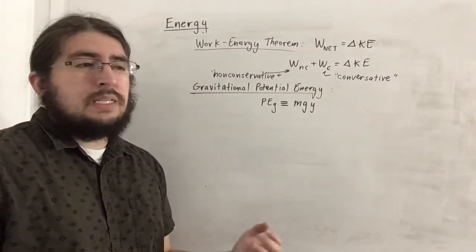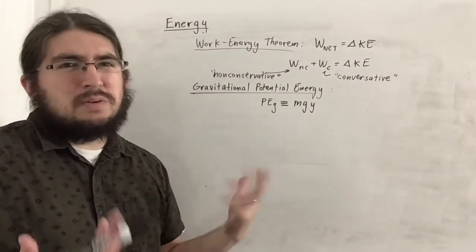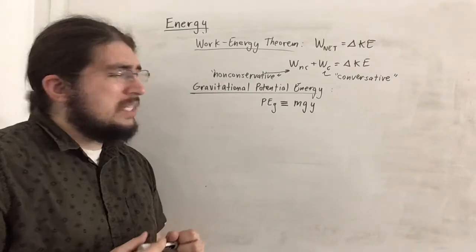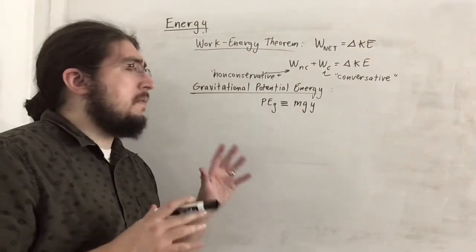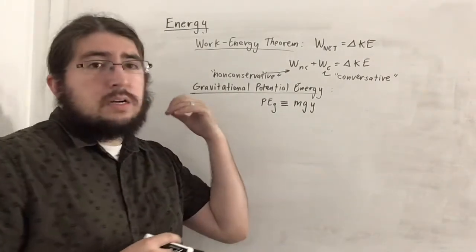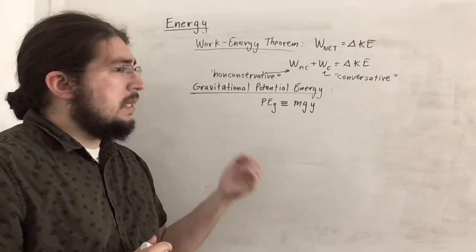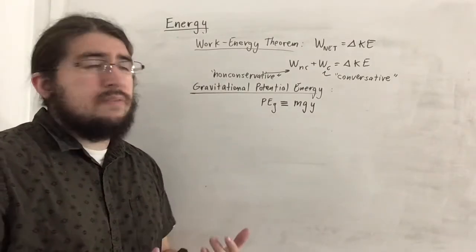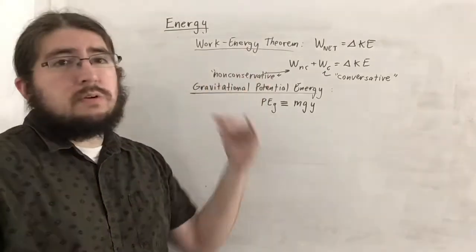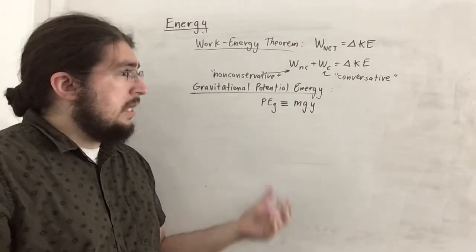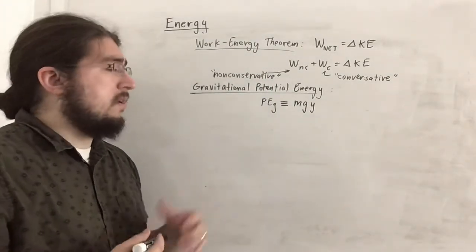Conservative forces are things that kind of go against you, and that's the best way of describing it. So friction is an example, but the best example of conservative forces is gravity. So the force due to gravity is a conservative force. So the work due to gravity, gravitational work, is a conservative work.